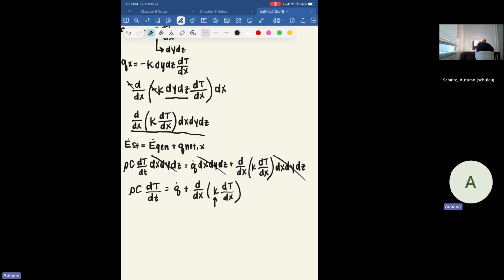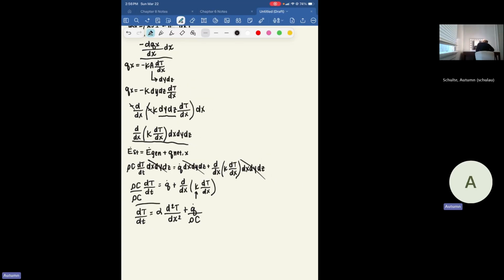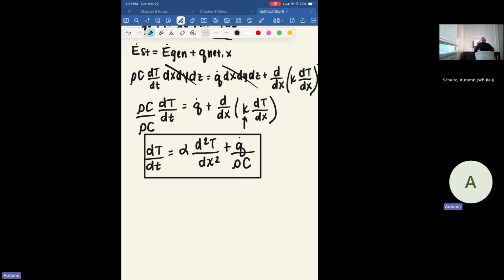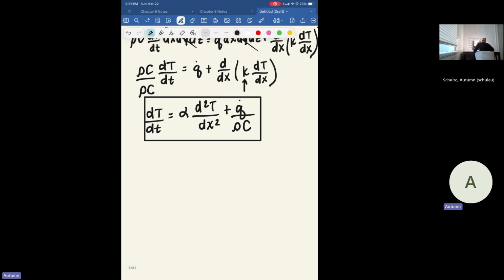If we take that out of our equation and divide both sides by rho c, we're going to find that we have the derivative of temperature with respect to time is equal to alpha, k divided by rho c, multiplied by the second derivative of temperature with respect to x, plus the energy generation rate divided by our density and our heat capacity. So that is the 1D heat diffusion equation using Cartesian coordinates. Later, we're going to incorporate both y and z, but for this purpose, I wanted to do that.